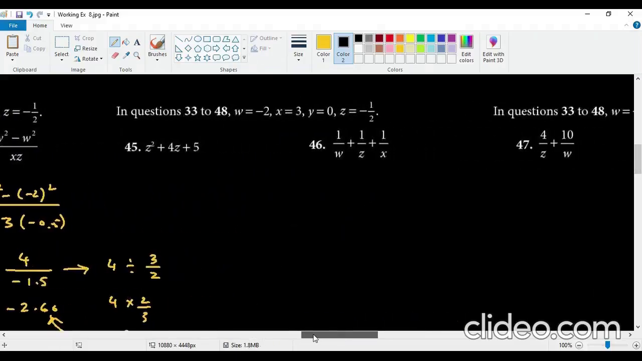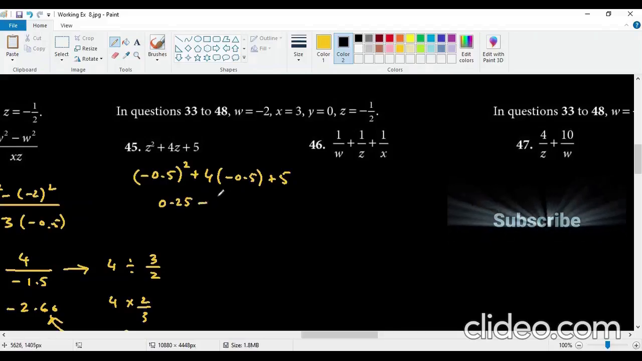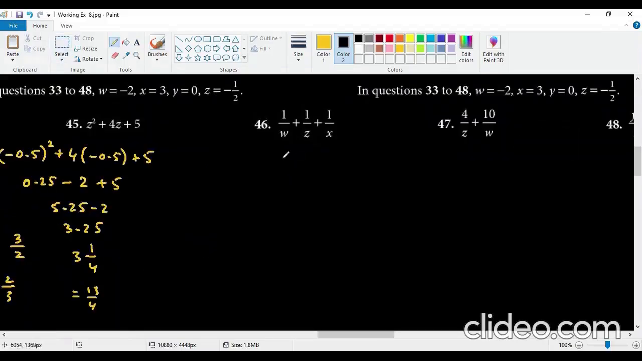Now question number 45 says that the z value is negative 0.5 squared plus 4 times z, which is again negative 0.5, plus 5. So negative 0.5 multiplied by itself is going to give you 0.25, and minus 4 times half is going to be a 2, and plus 5. So 5.25 minus 2 is going to give you 3.25 as the final answer for question number 45.